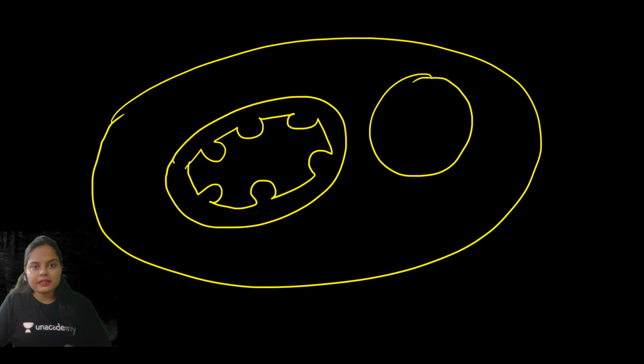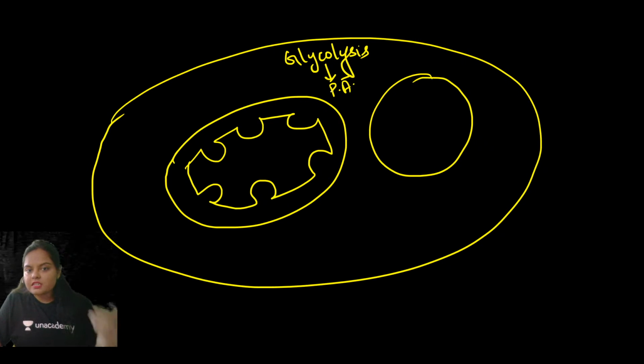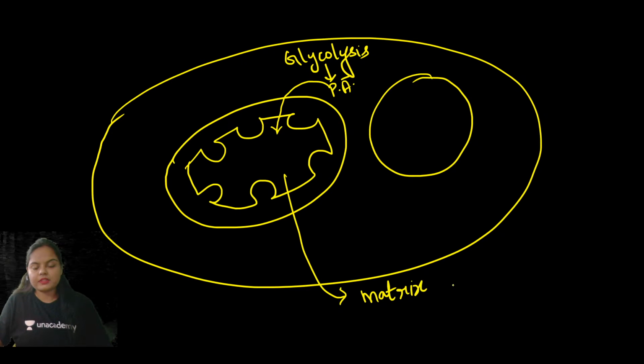This is the cristae. Inner membrane of mitochondria is what? Inner membrane of mitochondria is cristae. And now the glycolysis was taking place here in the cytoplasm, and from the glycolysis, what was formed? Pyruvic acid was formed, right? Now, this pyruvic acid, my dear students, is transported actively to the matrix region of the mitochondria. This is the matrix of mitochondria.